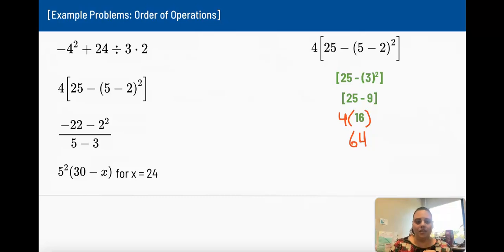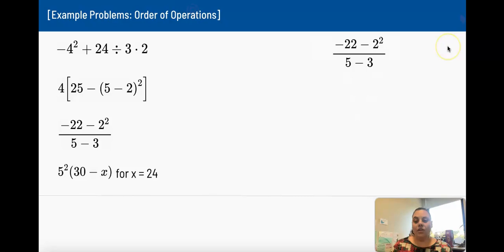You try the other two, and then pause the video, try them, and then play the video to see if you got them right. So for the fraction, -22 minus 2 squared over 5 minus 3, we'll do that squared first, subtract on top, subtract on bottom, and finally divide to get -13.